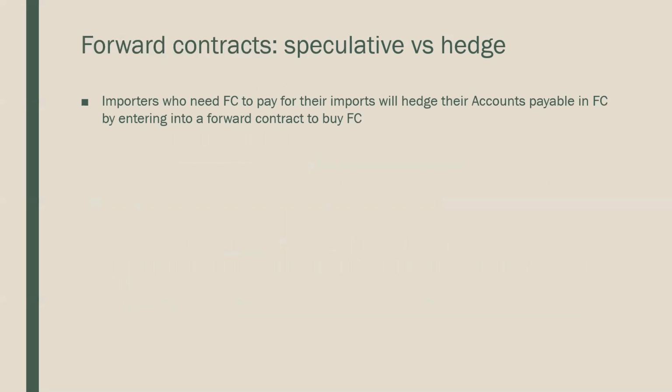Now, forward contracts could be speculative. They can also be used as a hedge. Importers who need foreign currency to pay for their imports will typically hedge their accounts payable that are denominated in foreign currency by entering into a forward contract to buy foreign currency. And so, what should happen there is that gains or losses that arise on the forward contract will be recorded in income, in profit or loss, unless hedge accounting is applied.